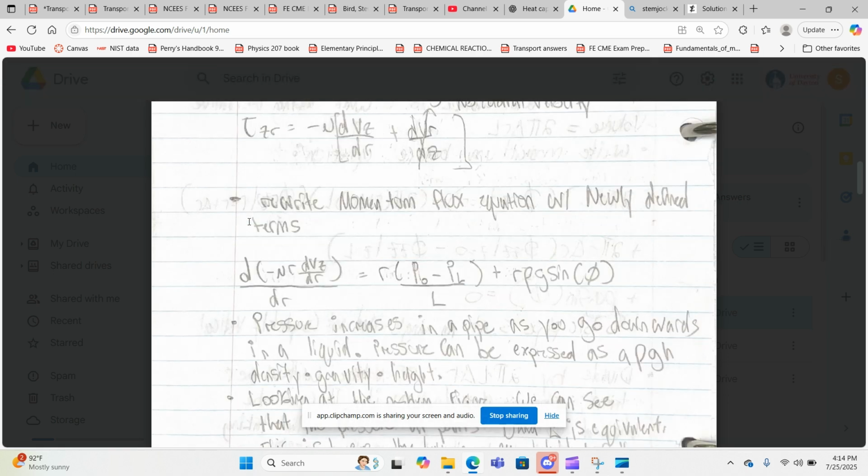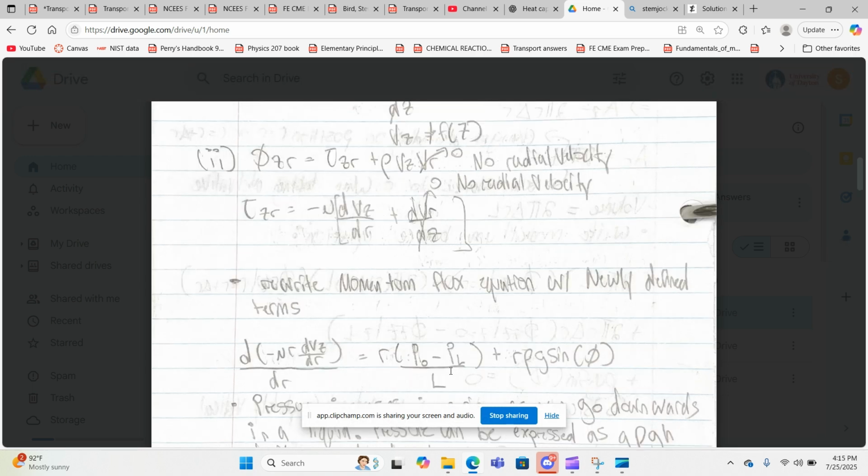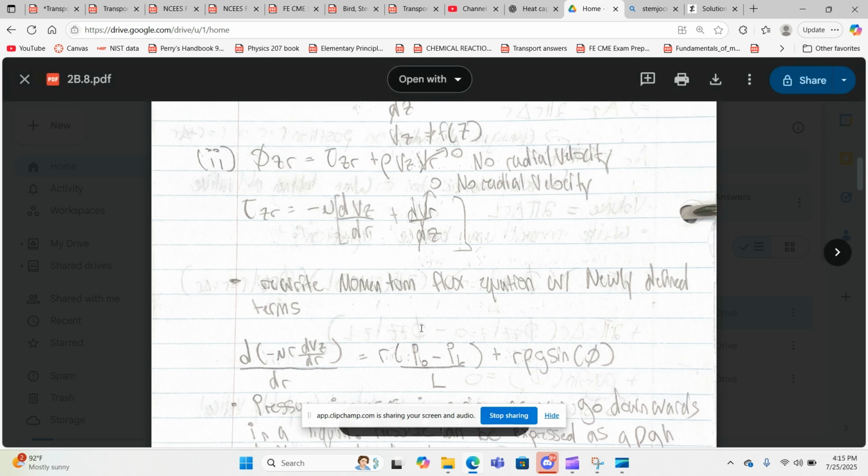So now I'm just rewriting the momentum flux equations with the newly defined terms. When you have these pressures, you usually don't put them in a derivative form. You just write out the pressures: pressure at Z equals 0, and pressure at Z equals L. You usually don't write a derivative out when it's just the pressure.